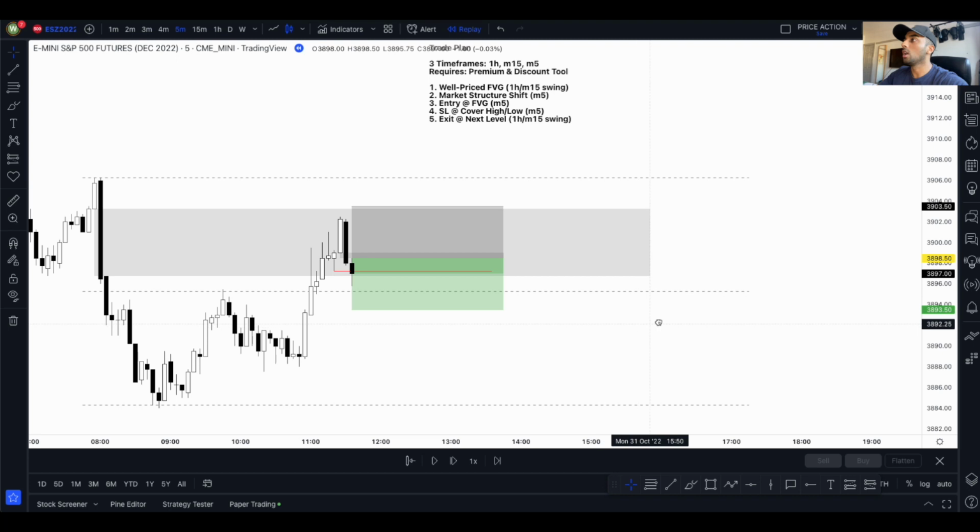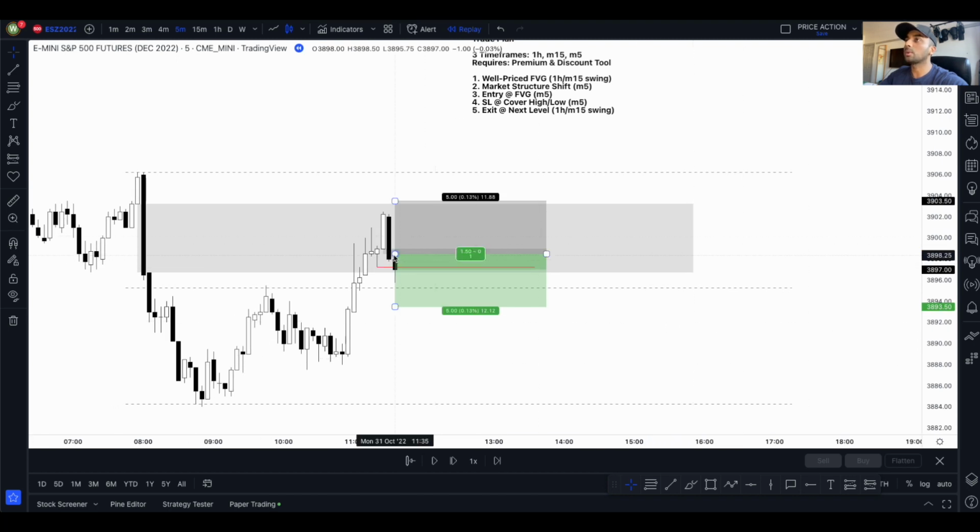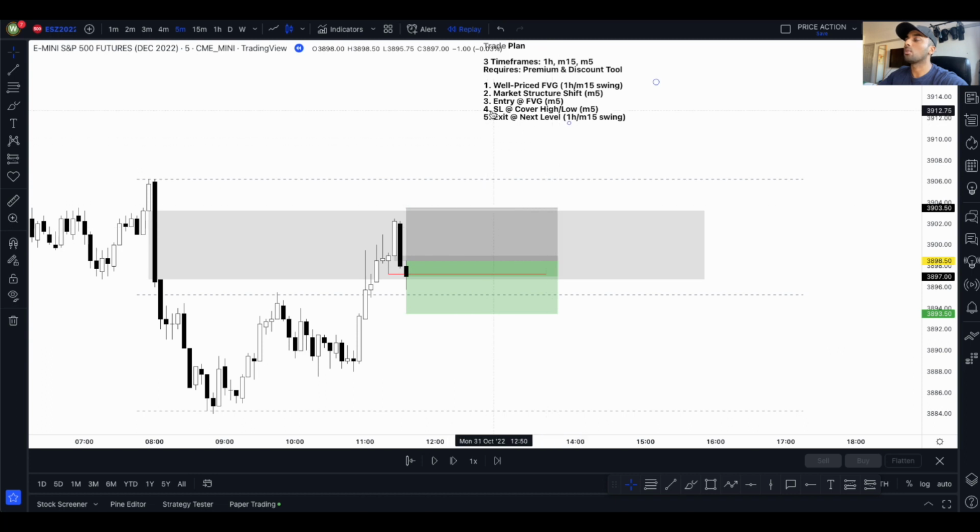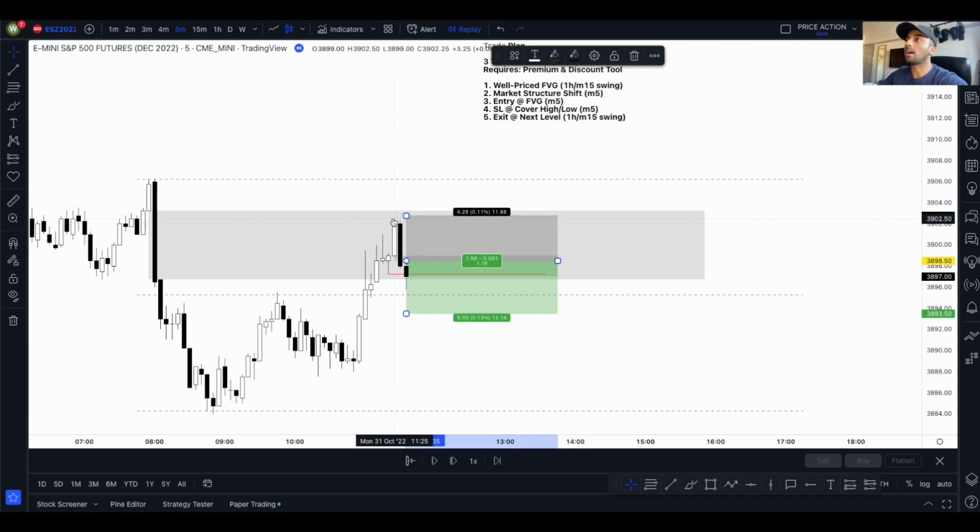But because we're looking to go short, look for the entry at the bottom of that fair value gap. And now rule number 4, again, we've ticked rule number 3. Statement number 4 says stop loss covering the high and low. So again, we want to cover the high. Okay, you guys can see that this is the high of the swing.